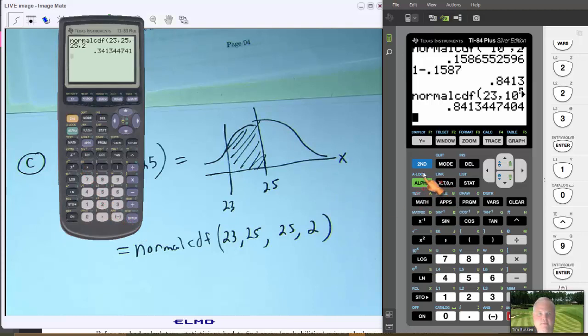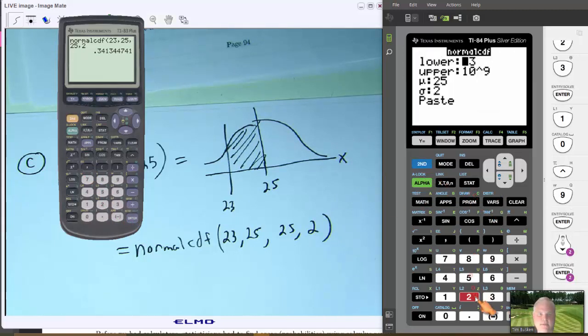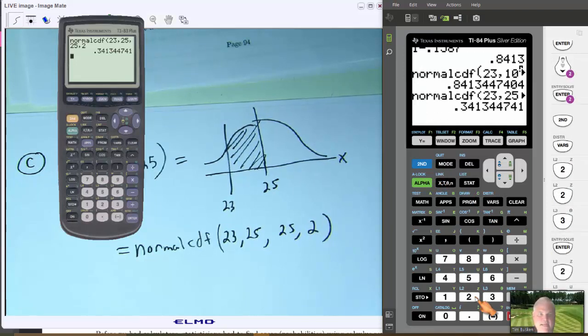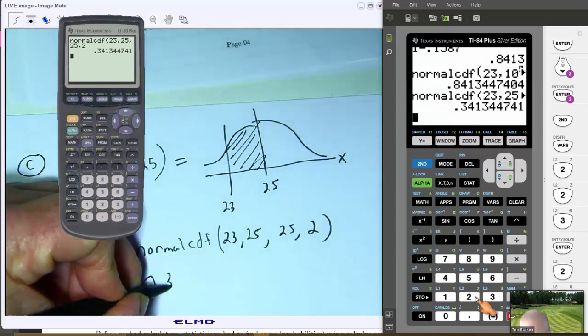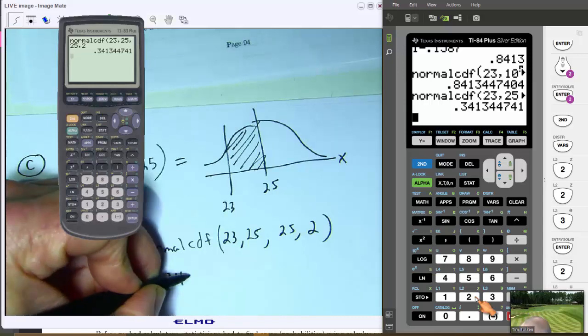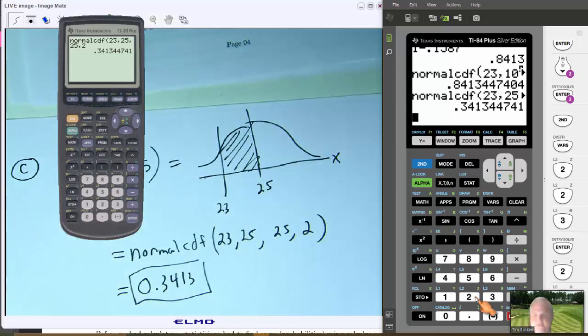Right over here, same thing, pressing second vars 2. Get the settings window there, and just tell the calculator what I need for lower and upper boundaries, paste in, and bam, we're getting the answer is about 34%. And again, I'm rounding to the 10,000ths, which is what we typically do for probabilities related to a continuous random variable X, related to a normal random variable.